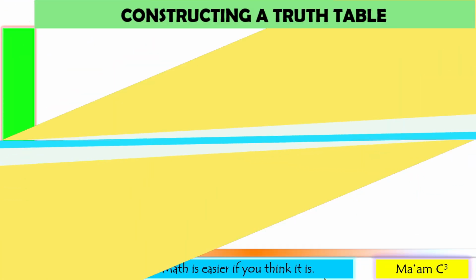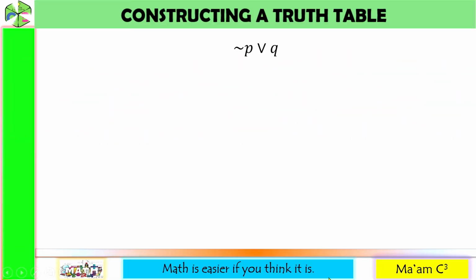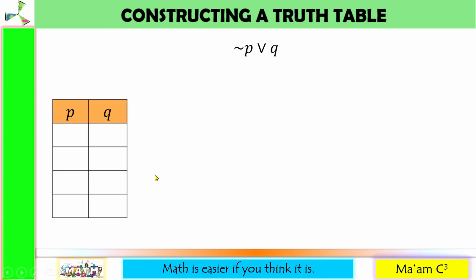Let us start constructing a truth table. I have here not P or Q. We have here two propositions, so we are going to create two columns, one for P and one for Q. Now, since we have two propositions, the number of rows that we need is 2 raised to the second power, which is equal to 4. That's why we have row 1, row 2, row 3, and row 4.